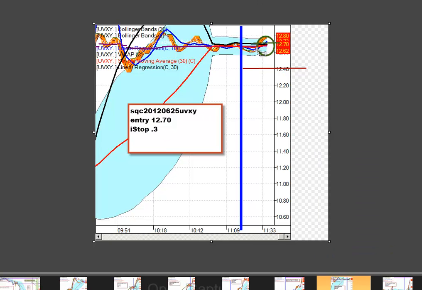UVXY was another symbol I was stalking. However, it stayed in this sideways quiet channel after a gap up and never really moved at all. So silver became much more attractive because it was actually moving.